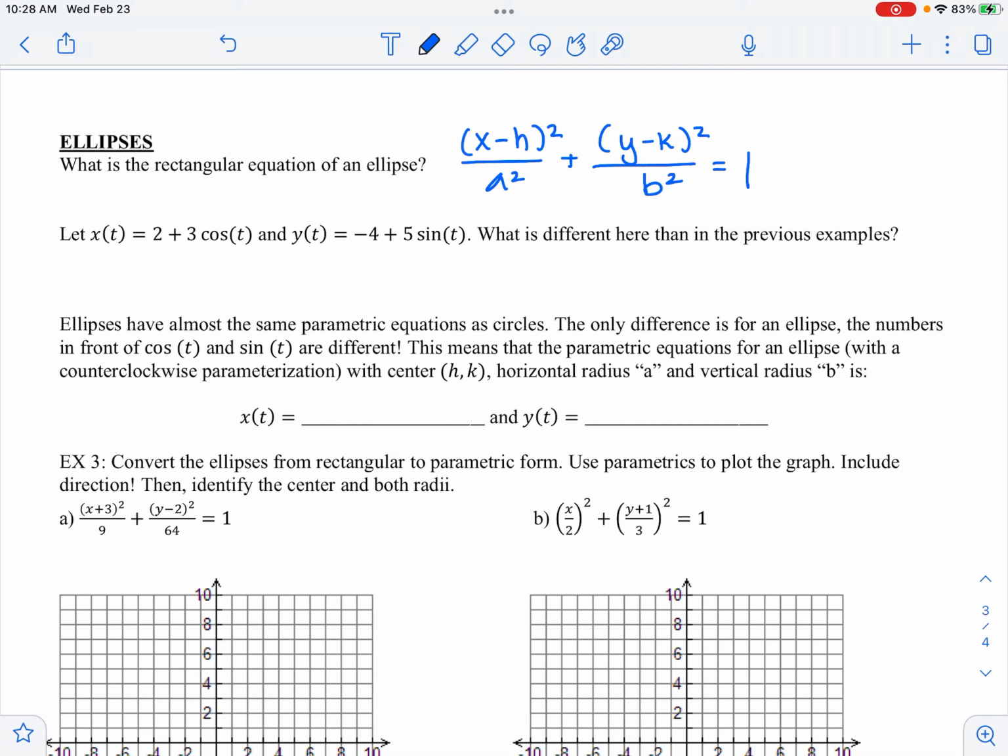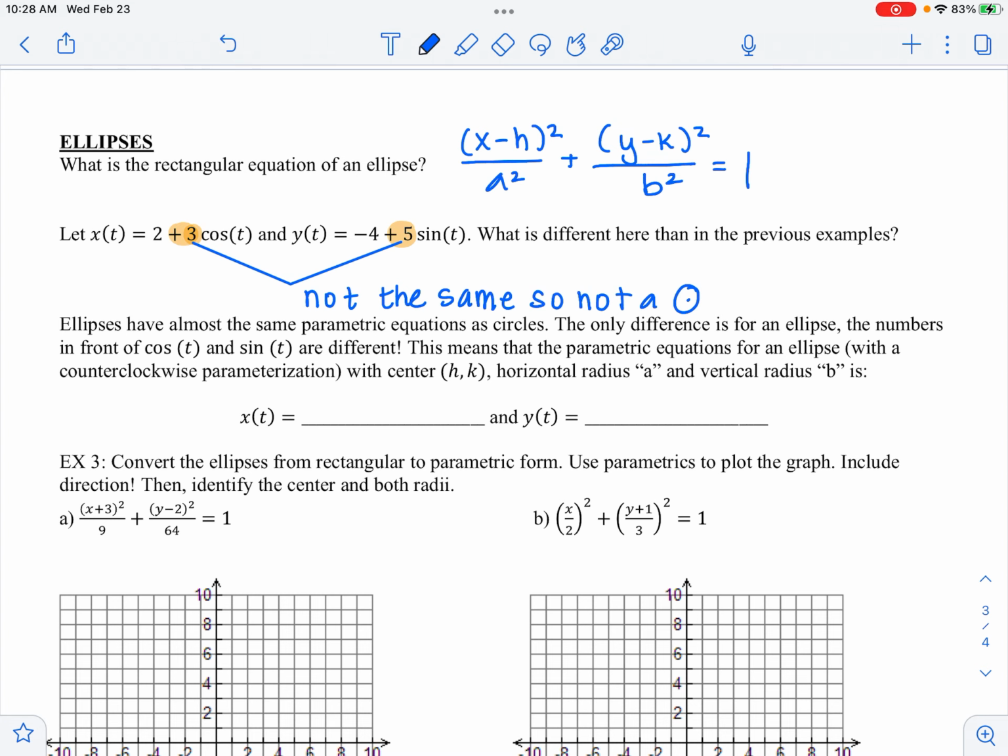What is the difference here from the previous examples that we just did? Well, if you look at the number in front of cosine and sine, this is a 3 and this is a 5. Those two numbers aren't matching anymore. Since these two numbers right here don't match, this is not r. So this is not the same, so not a circle, right? It can't be the r value, therefore it's not the radius, it's not a circle.